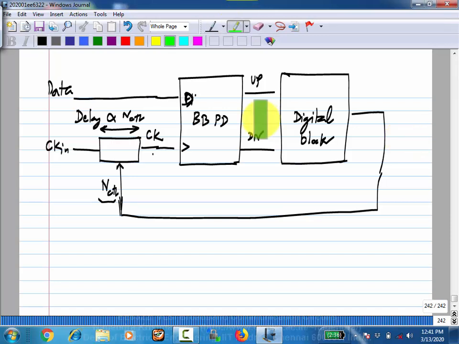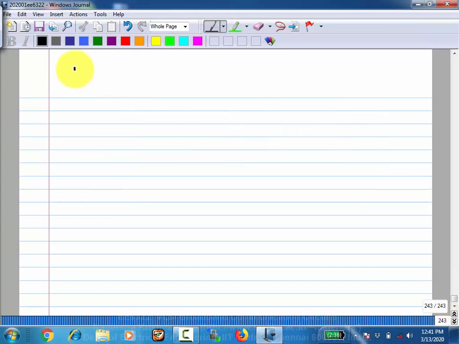So essentially it's the same thing. If you detect that it is too early, you adjust this N so that the clock edges move to the right. Or if you detect that the clock is too late, then you adjust N control so that the clock edge moves to the left. Okay? Is this fine? So let's first try to make it behave in exactly the same way as our analog loop.